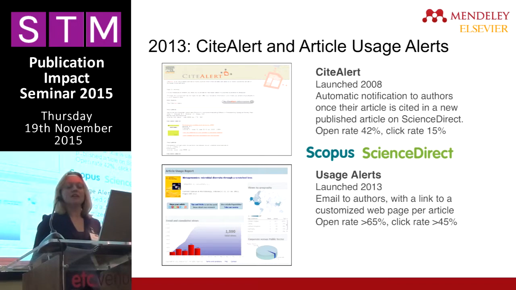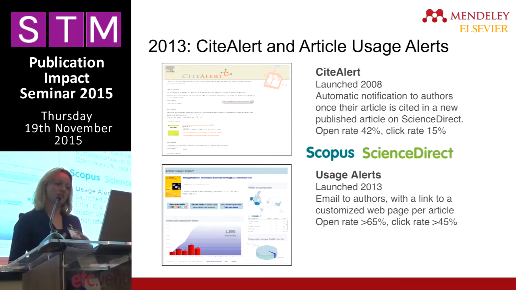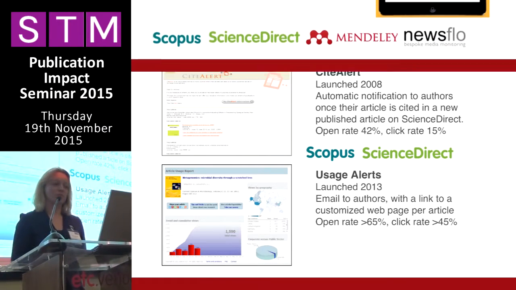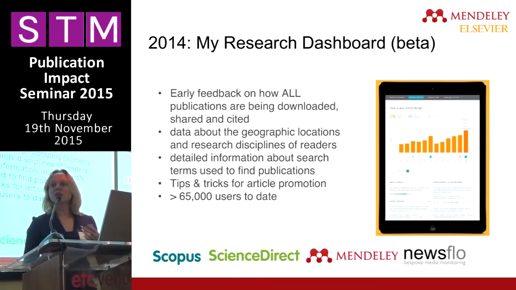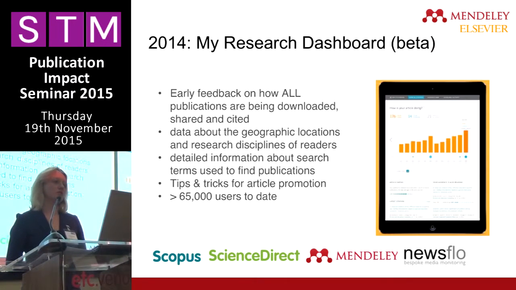So that got us thinking, what if we would combine those services into something better, a website where people can find not just citation information about one article, usage information about one article, but an actual overview of all the work that they published. So we did just that. And last year we launched a minimal viable product, which we called My Research Dashboard. So My Research Dashboard is based on the Scopus profile. So it lists all articles that a researcher has published. And it gives early feedback on how all publications are being downloaded, shared, and cited.